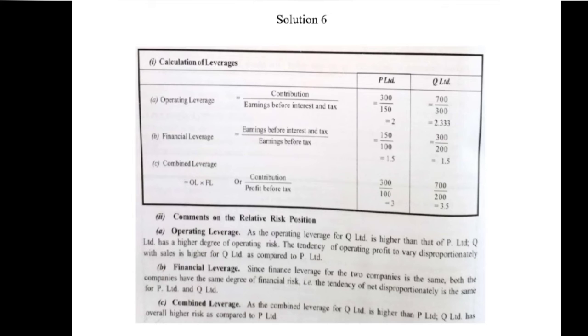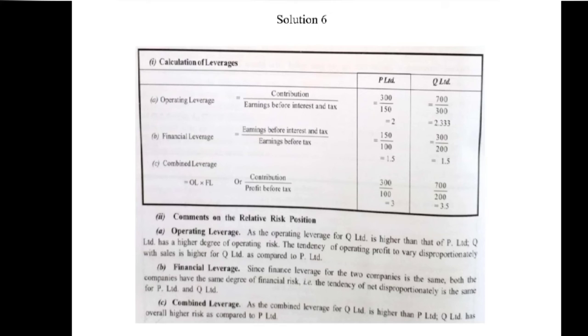Then we calculate the combined leverage. There are two alternative formulas for calculating combined leverage. First is operating leverage multiplied by financial leverage, or contribution divided by profit before tax. So we use the second formula. For P Limited the combined leverage will be contribution 300 divided by profit before tax 100. So the combined leverage for P Limited is 3. And for Q Limited the combined leverage is 700 divided by 200, so that is 3.5.